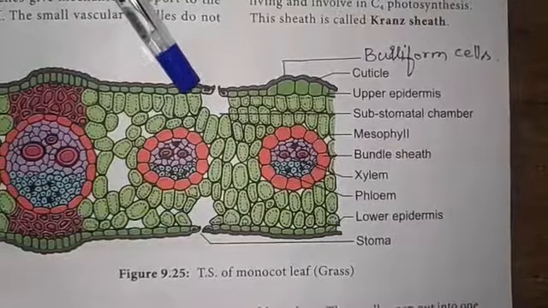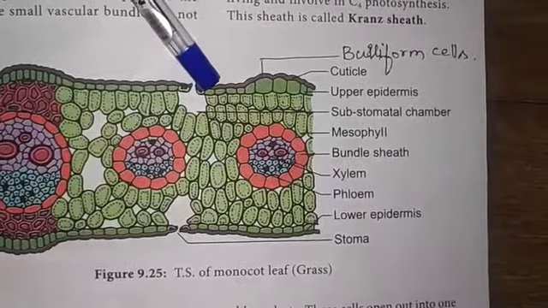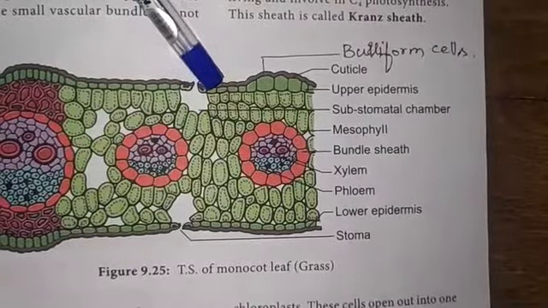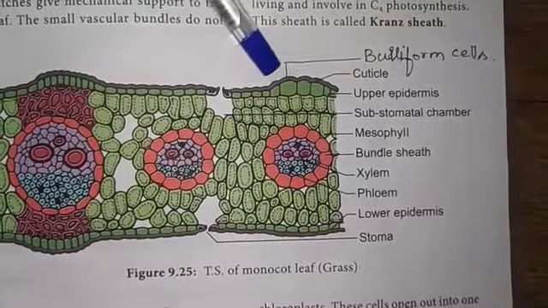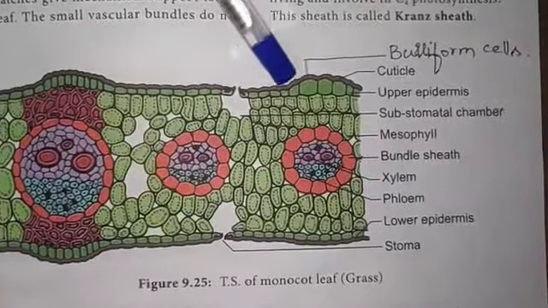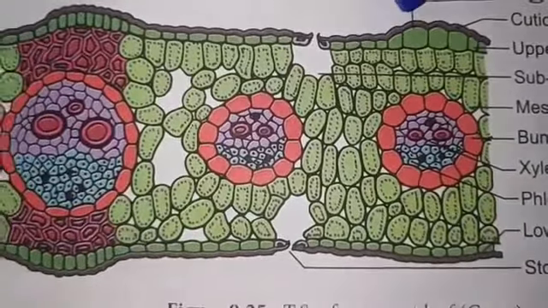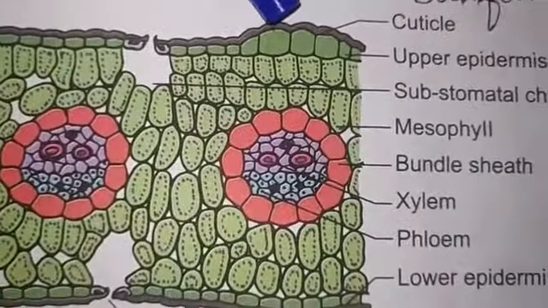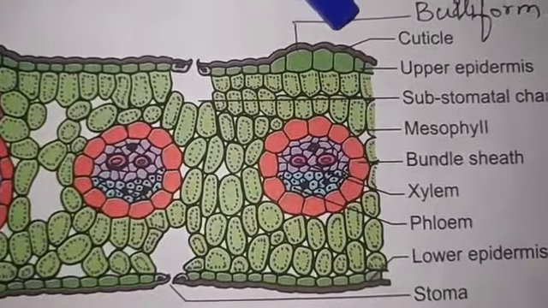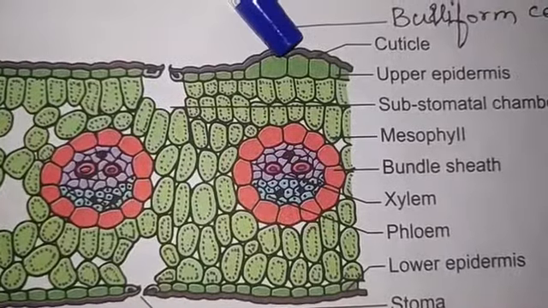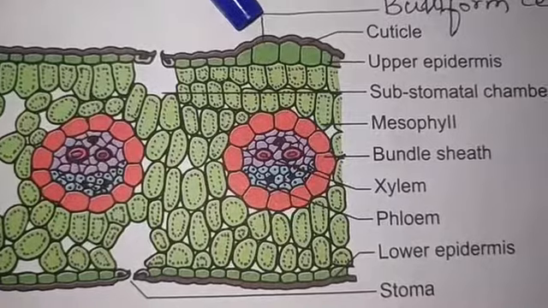You already learned about subsidiary cells. The guard cells are surrounded by some specialized parenchymatous cells called subsidiary cells. Some of the cells present in the upper epidermis are larger compared to the other epidermal cells. They are thin-walled. Such cells are called bulliform cells, or motor cells. What are called bulliform cells?